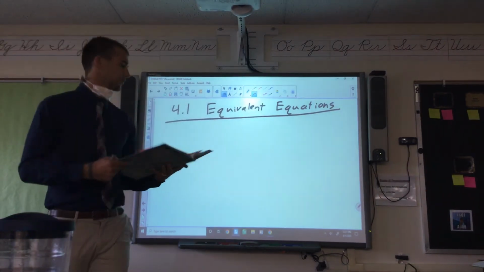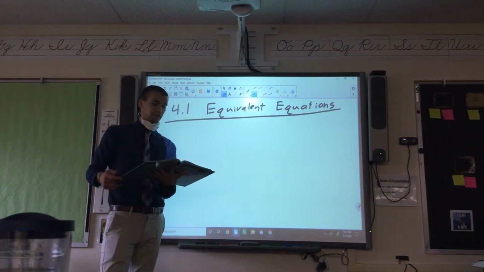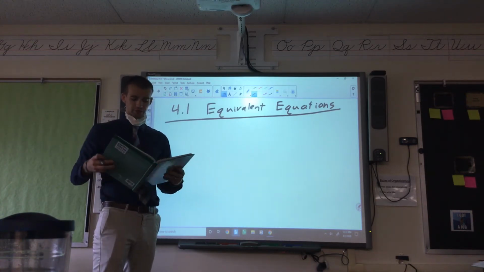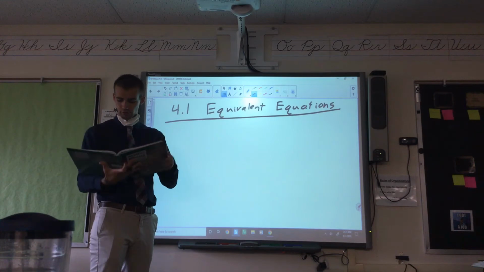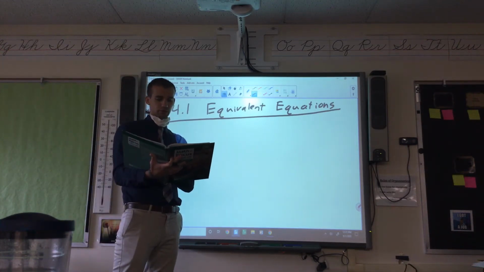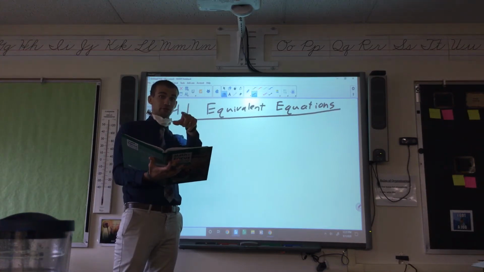Alright, so we're on 4.1, understanding equivalent equations, page 192. You guys have done stuff like this before, or it's just a little bit going over it again. You can kind of look over the reviews on pages 192 and 193 if you want to pause the video right now, because you can do that because you guys are at home.